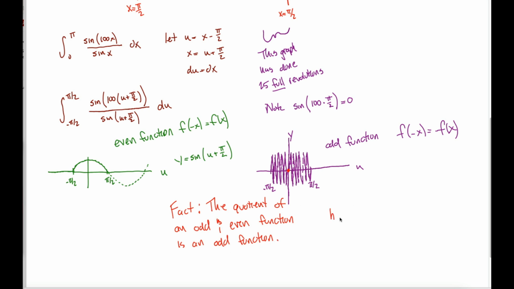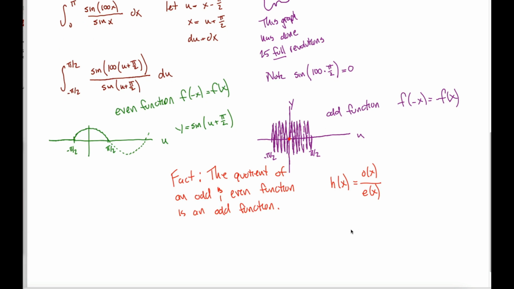We've got this function, maybe we'll call it h of x, and it's some odd function, maybe I'll call it o of x, divided by some even function, e of x. To figure out if h of x is even or odd, I want to consider h of negative x. That's just going to be o of negative x divided by e of negative x. But since o is an odd function, o of negative x is the negative of o of x. And since e is an even function, e of negative x is just e of x. What I have written here is the negative of o of x over e of x. In other words, negative h of x. H of negative x is equal to the negative of h of x. So h of x must be an odd function.